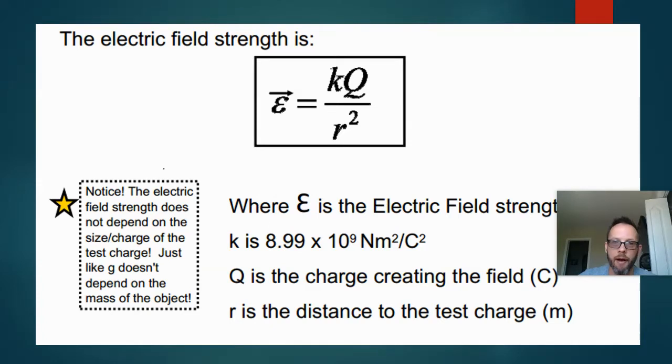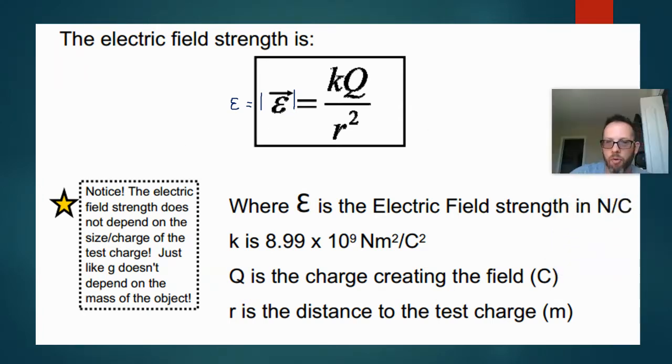Now I'd like to actually modify what I have up here. We're going to use just epsilon. This is the Greek letter epsilon, and we're representing the magnitude of the electric field. So when we're doing electric field strength, it's often just the magnitude. And Q, I want to stress, is the magnitude of the charge creating the field. So it's a lot like electric force, Coulomb's law. We're going to be plugging in the magnitude of the charge setting up the field.